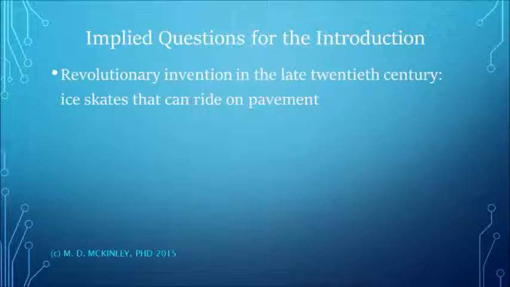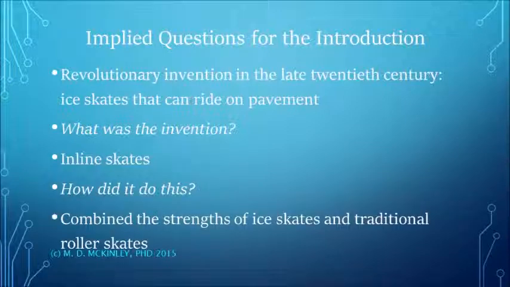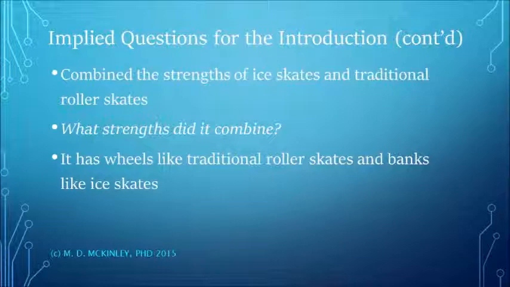Following the pattern in Section 4, our next step is to use implied questions to check for gaps, and to determine the sequence that gives the best continuity of thought in the outline. Revolutionary invention in the late 20th century, ice skates that can ride on pavement. What was the invention? Inline skates. How did it do this? Combine the strengths of ice skates and traditional roller skates. What strengths did it combine? It has wheels like traditional roller skates and banks like ice skates.